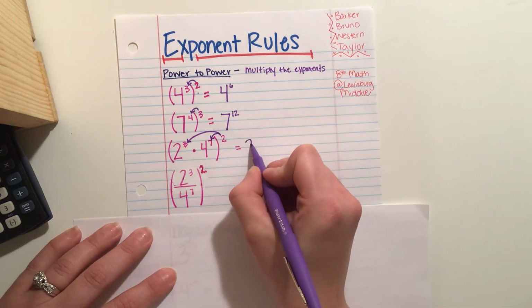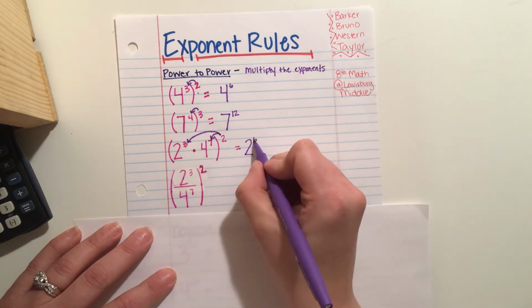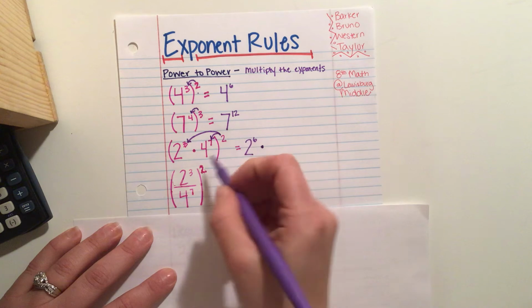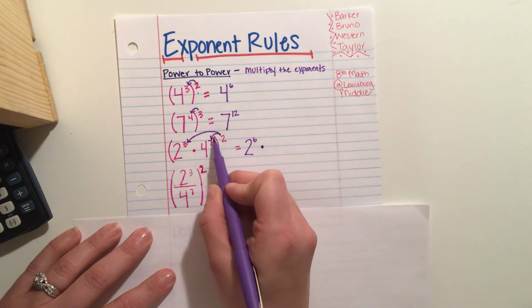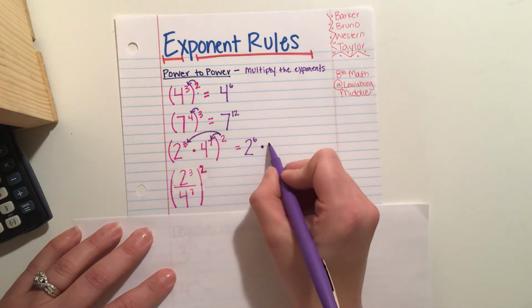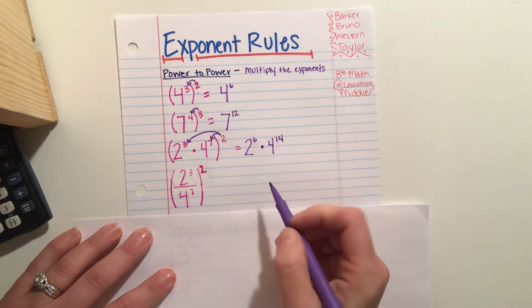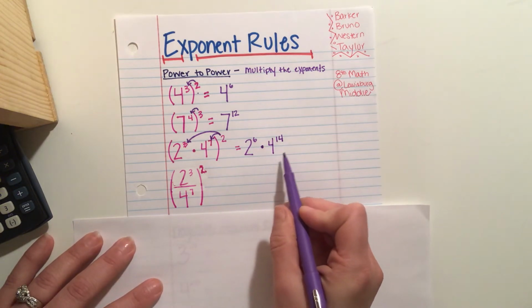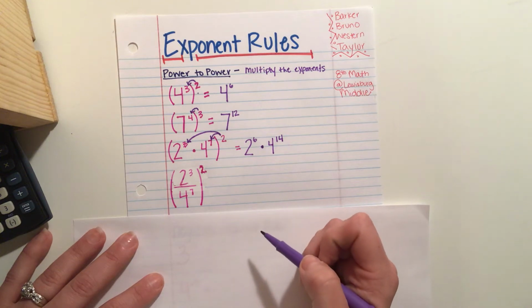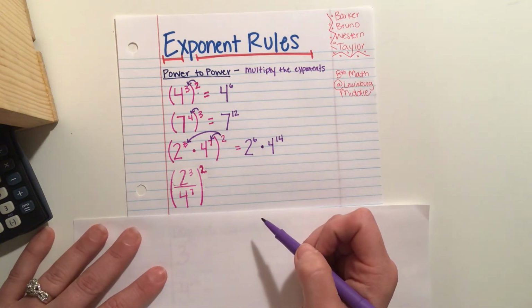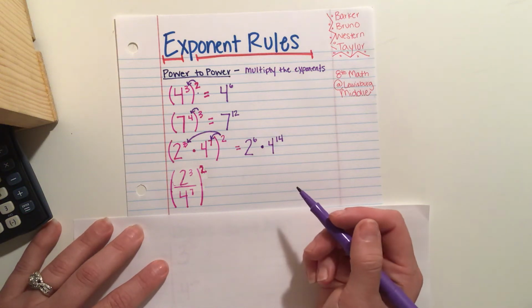So this would be 2, I kept my base. 3 times 2 is 6, so 2 to the 6th times, don't do anything to your base, just multiply by your exponent. So times 4, 7 times 2 is 14. So 2 to the 6th times 4 to the 14th. Like I said at the top, you're only multiplying the exponent by the other exponent, power to power. You're not multiplying it by the base.